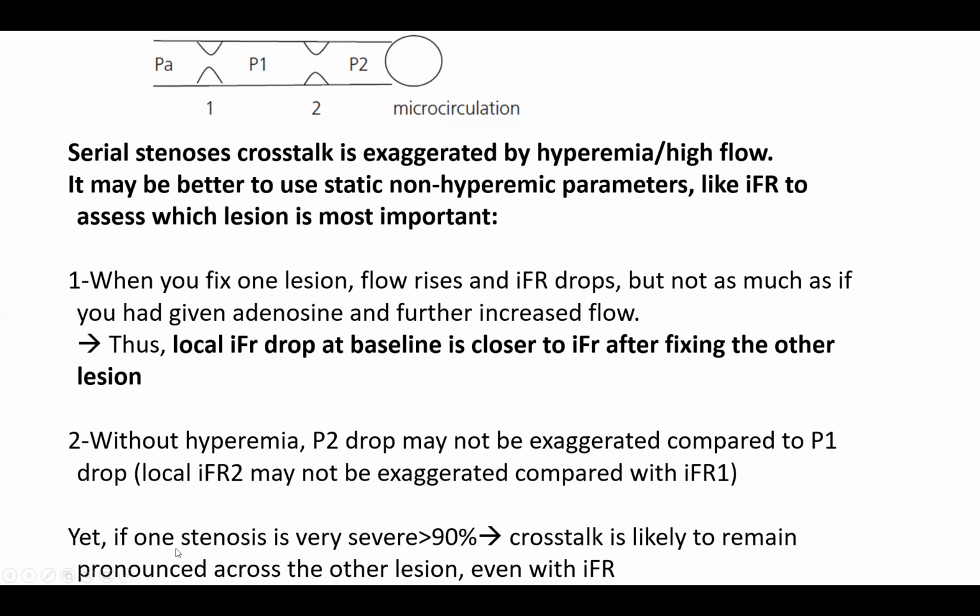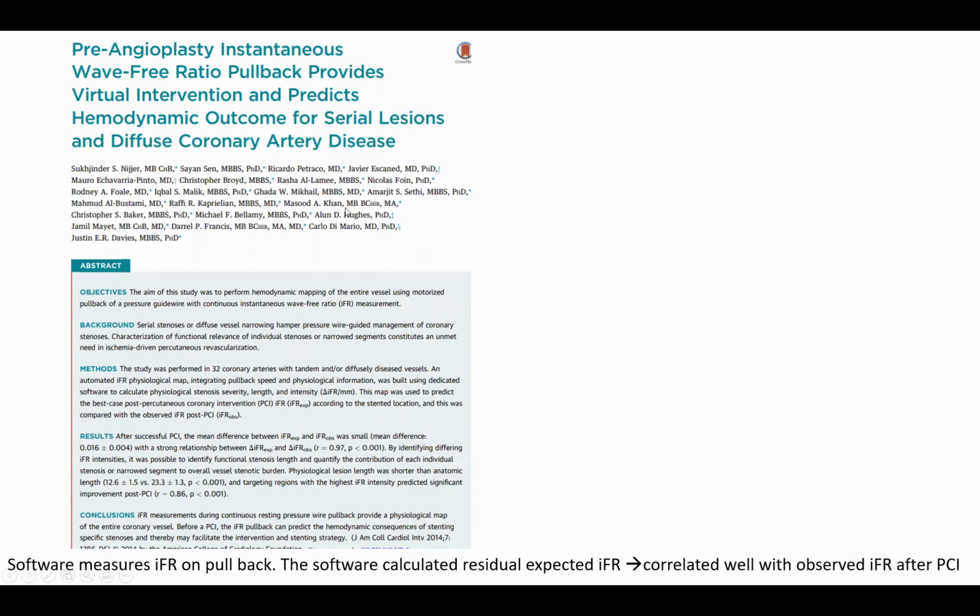Yet, even if you have one stenosis that is very severe, more than 90%, the crosstalk is likely to remain pronounced across the other lesion, even with IFR. But nowadays, the recommendation with serial stenosis is to definitely use IFR, not FFR. And this is the paper that put that on the map.